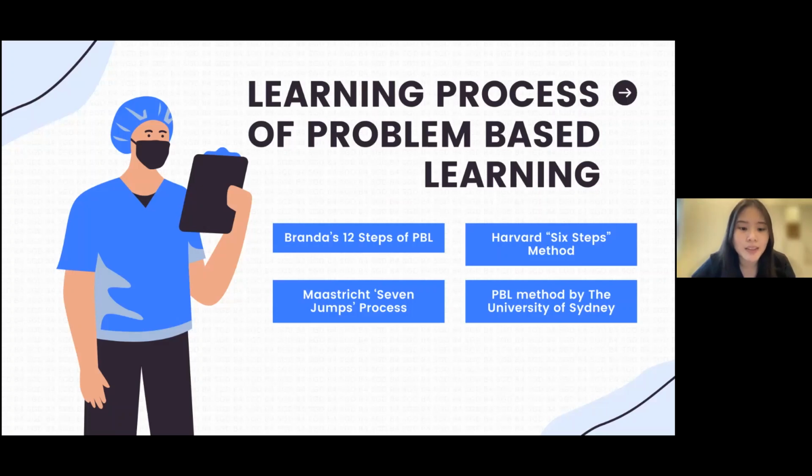Last is the PBL method by the University of Sydney. Overall, the problem-based learning steps by the University of Sydney consist of 3 steps.